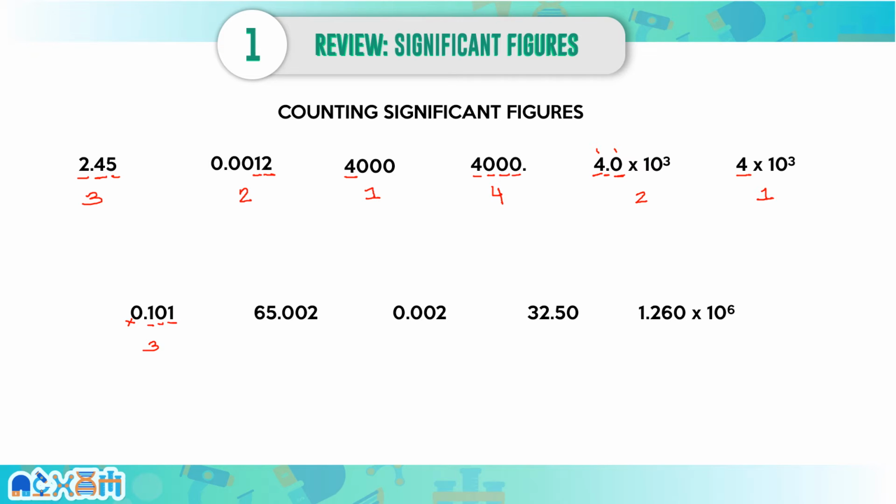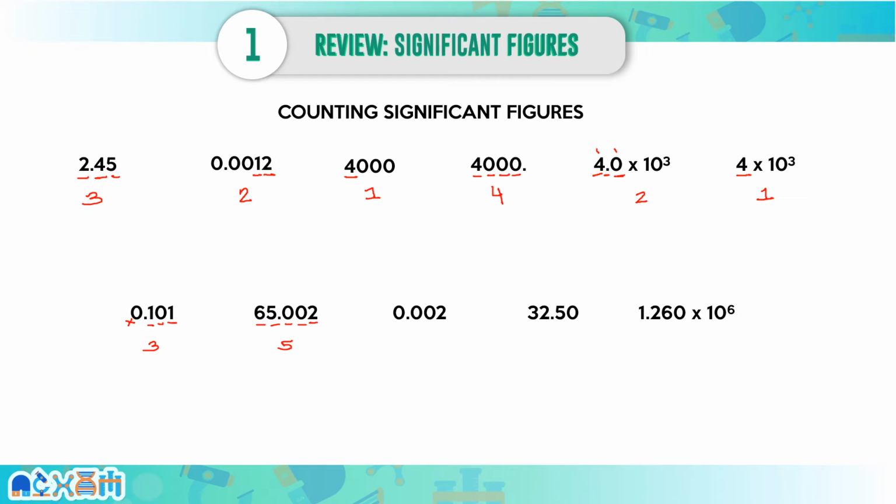Next one, we have 65.002. You have 1, 2, 3 non-zero integers, and you have here two zeros in between non-zero integers, plus you have here a decimal point which will give you 5 significant figures.